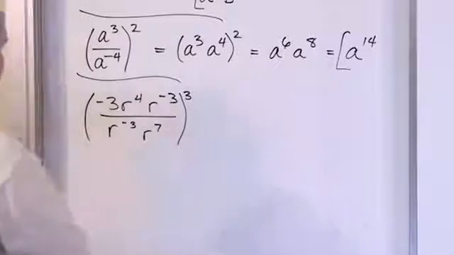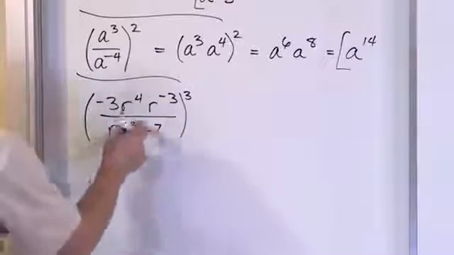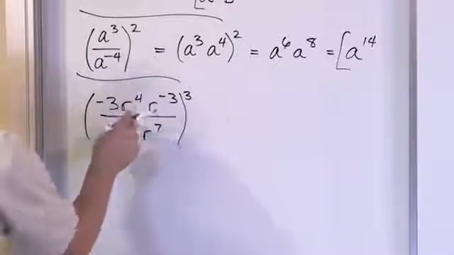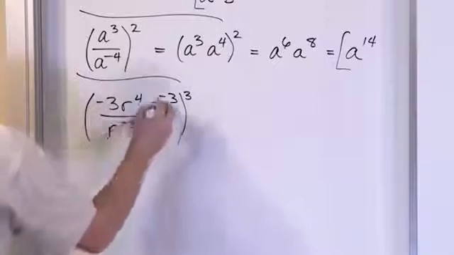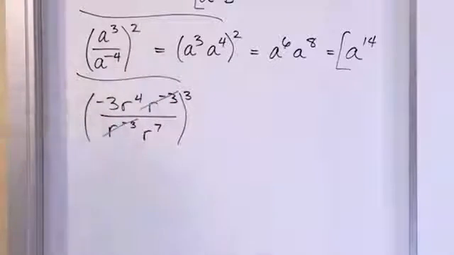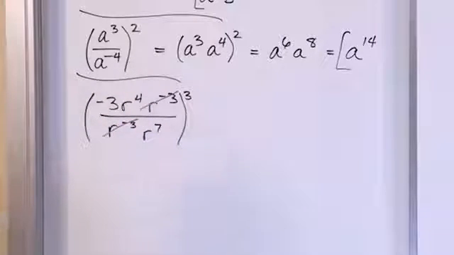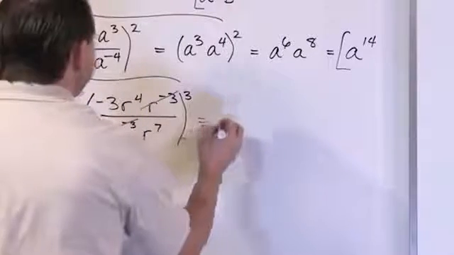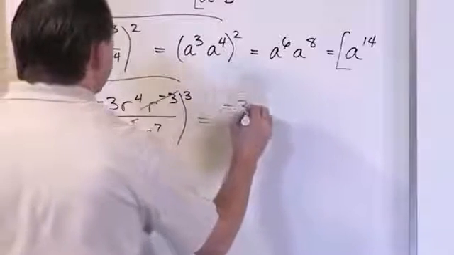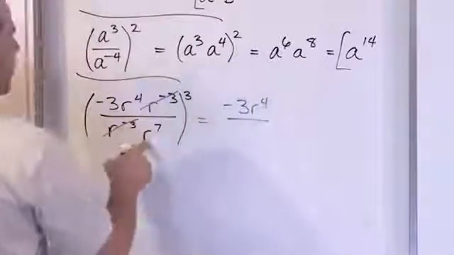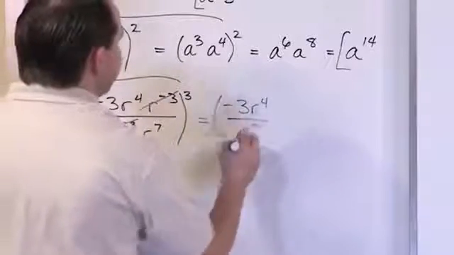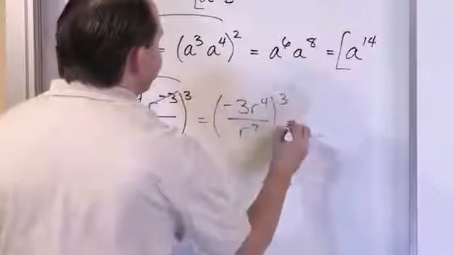Lots of different ways you can go, but the first thing I notice is I have an r to the negative 3 and an r to the negative 3. They're both present in the top and the bottom of a fraction, so I can cancel them just like they're numbers, just like if it was 2 on the top and 2 on the bottom. Don't get scared by the fact that these are negative exponents. All right, so when I rewrite everything, it's going to be negative 3r to the 4th over, on the bottom I just have r to the 7th. Everything is raised to the 3rd power.